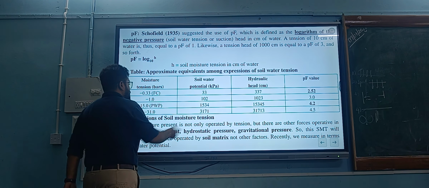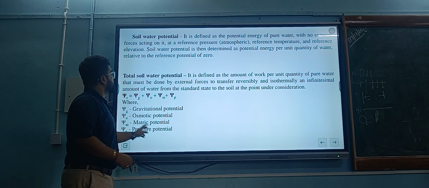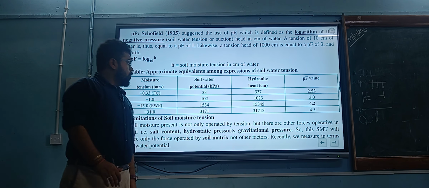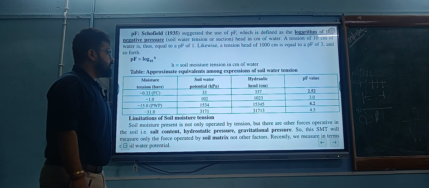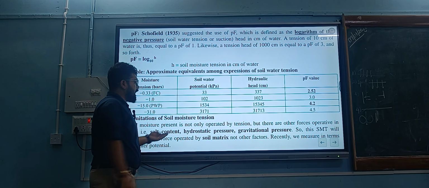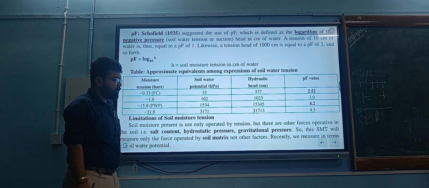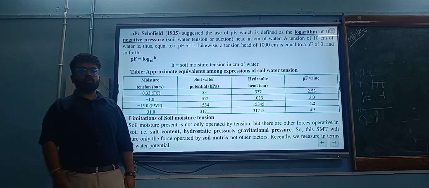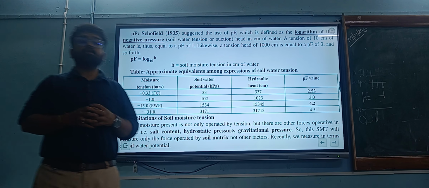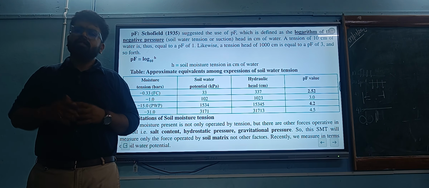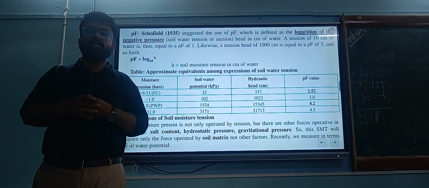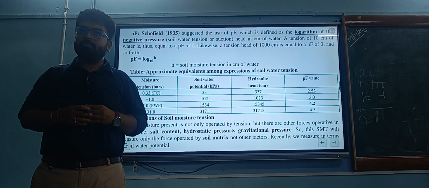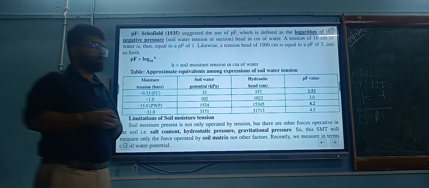4.5. The limitation of soil moisture tension is that soil moisture is not operated by tension alone; there are other forces operating in the soil such as salt content, hydrostatic pressure, and gravitational pressure. So soil moisture tension measures only the forces operating through the soil matrix. The major lacuna in measuring soil moisture tension is that other forces also determine or affect the water holding capacities of the soil, but here it only considers the soil matrix.